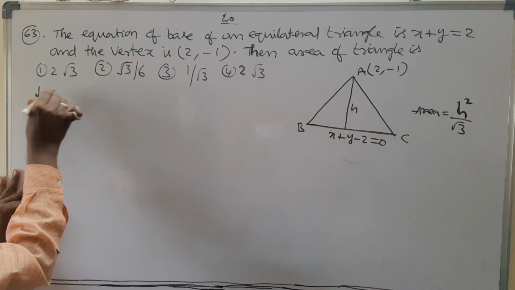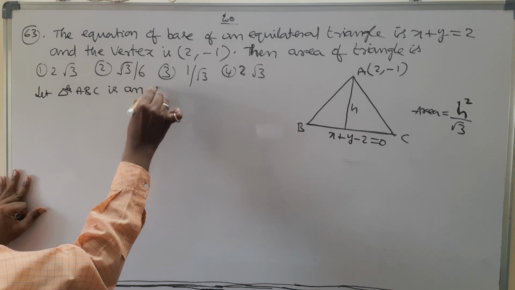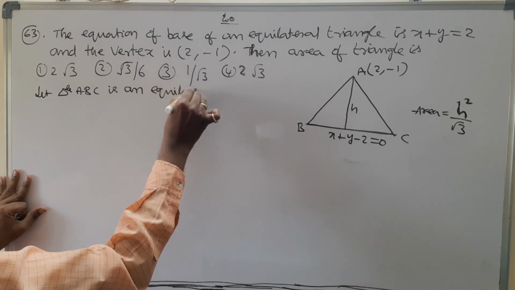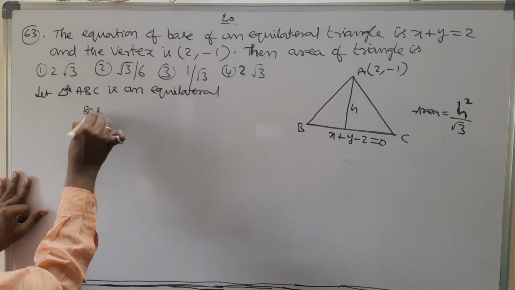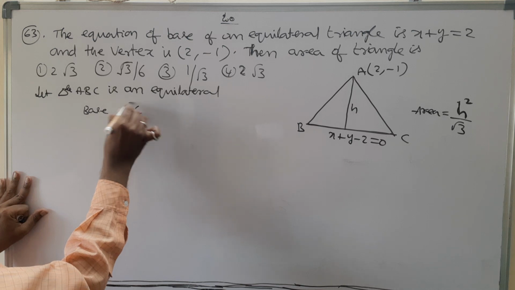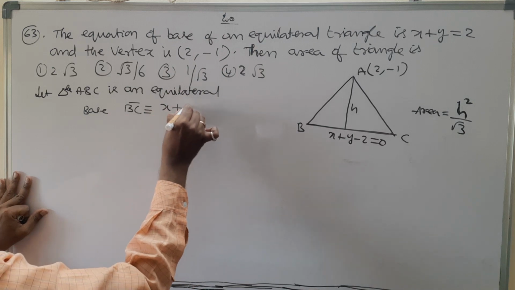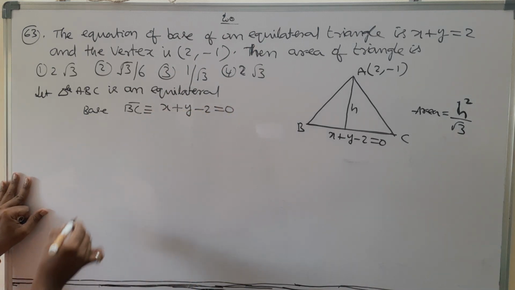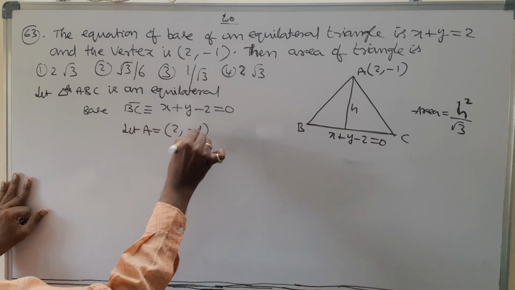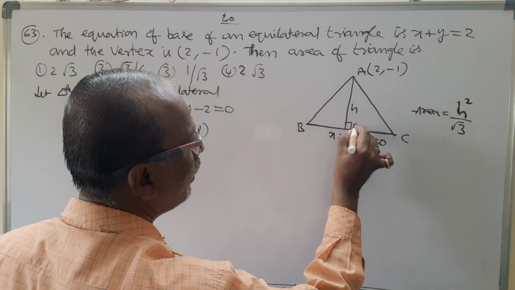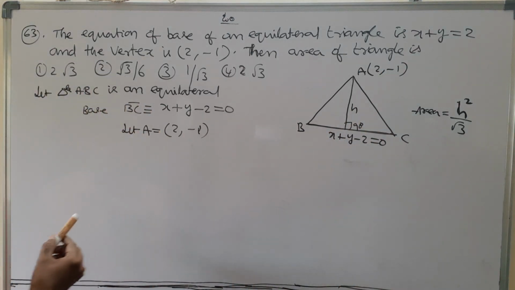Let triangle ABC be an equilateral triangle with base BC: x plus y equal to 2, so x plus y minus 2 equal to 0. Let A equal (2, -1). First find the h value. H is the perpendicular distance from A (2, -1) to the line BC, x plus y minus 2 equal to 0.